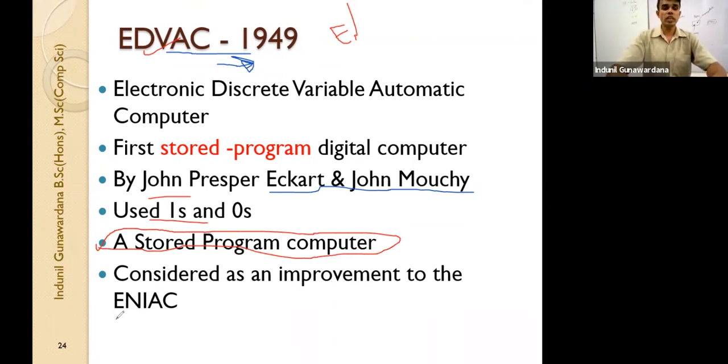It is an improvement of ENIAC, done by the same person, Eckert. So this is treated as the first stored program computer, a digital computer using ones and zeros. Electronic Discrete Variable Automatic Computer, that's how EDVAC came. Electronic discrete. Discrete can be ones and zeros, right? Only two values. Discrete means ones as well as zeros. Electronic Discrete Variable Automatic Computer, EDVAC. That's the meaning.